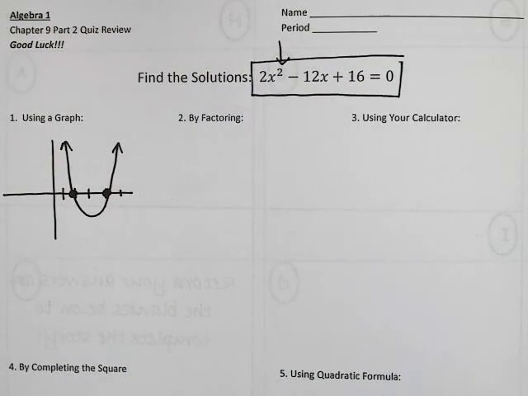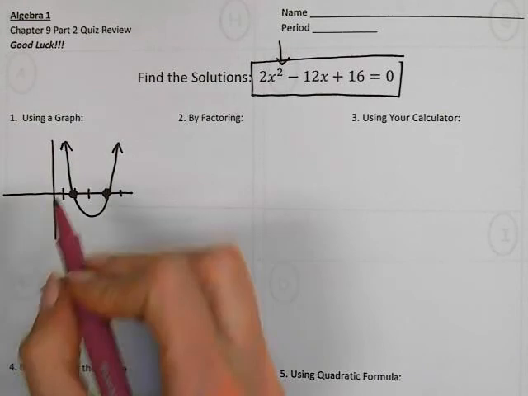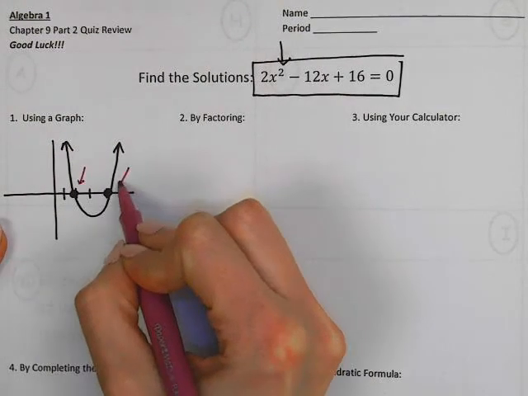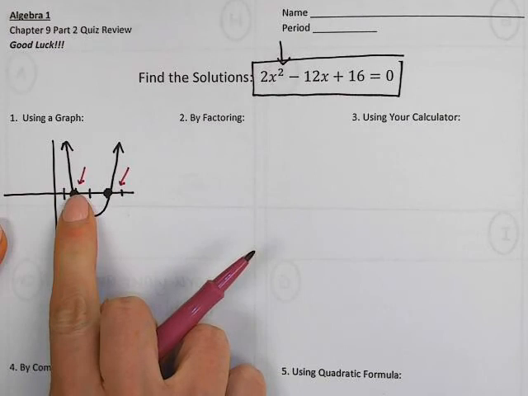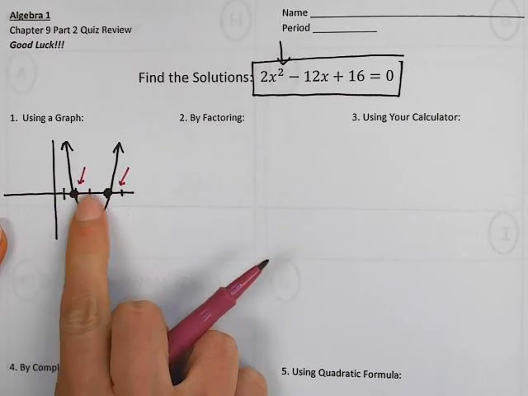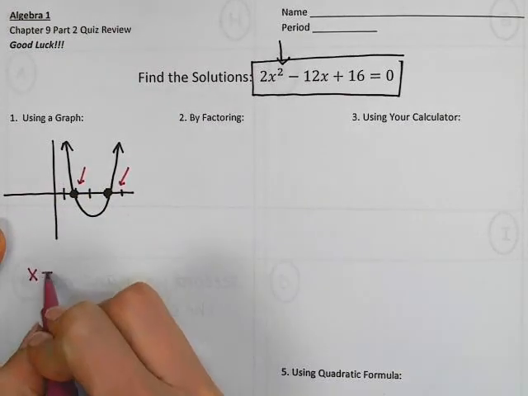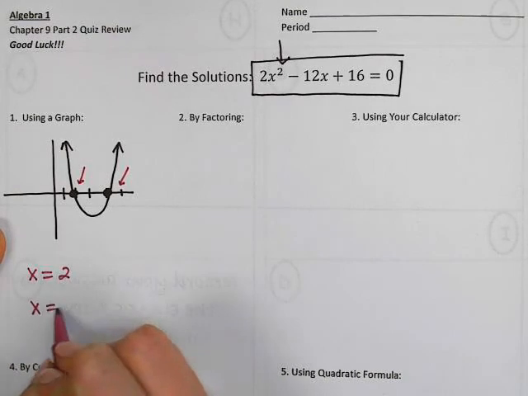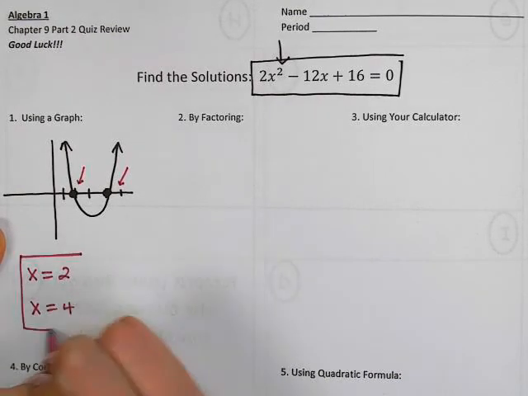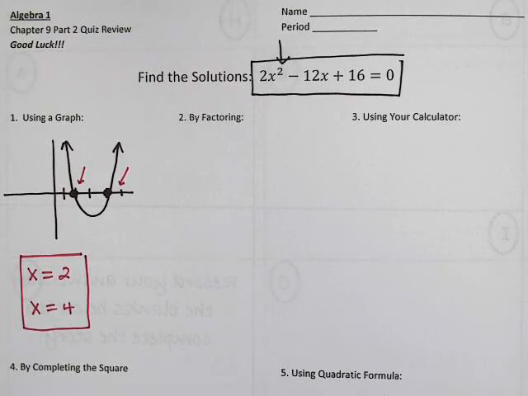So the first method is by looking at a graph. Okay, so this is the easiest method. What are the solutions if you're given this graph? And remember, it's just the x-intercepts, which is here, and those are at 2 and 4. So the solutions are x equals 2 and x equals 4. Okay, but sometimes you don't have a graph, so we should probably know another method.